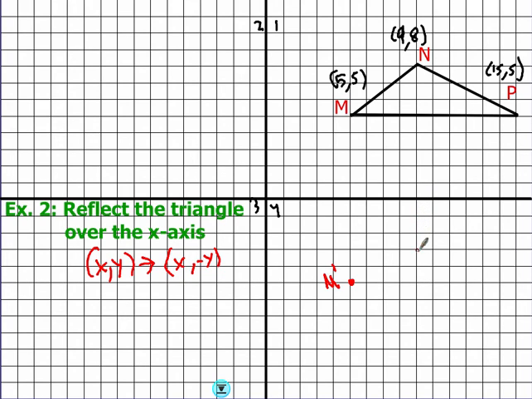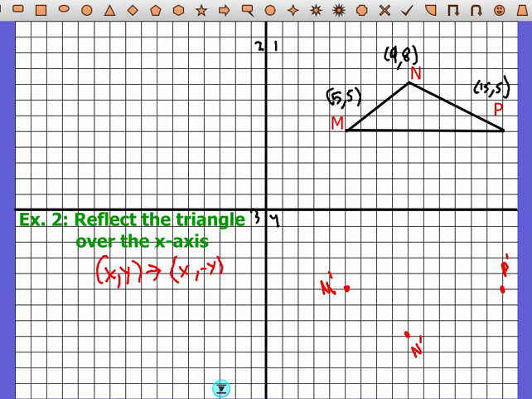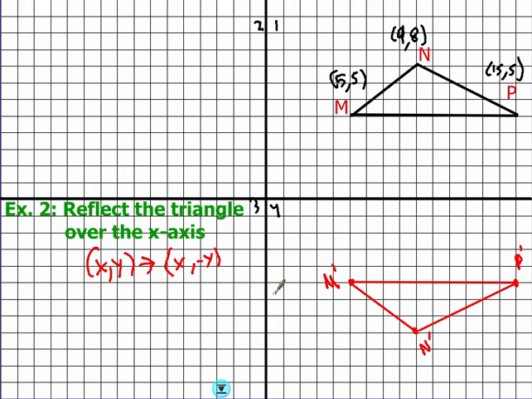1, 2, 3, 4, 5, 6, 7, 8. There's N prime. And P is at (15, 5), so it's going to (15, negative 5). There's P prime. Now all I need to do is connect my 3 points with lines to form my triangle, which you should see is just a mirror image of the top triangle. All we need to do.